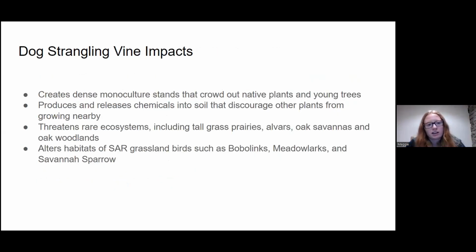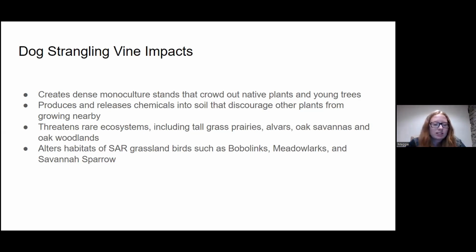So again, one of its impacts is that it creates these dense monoculture stands that essentially crowd out the native plants and young trees as well. Again, many invasive species are very, very adaptable. So they have developed these strategies that allow them to thrive while outcompeting other species. So dog strangling vine, again, is able to produce and release chemicals into the soil that discourage other plants from growing.